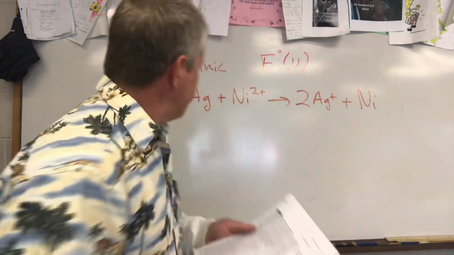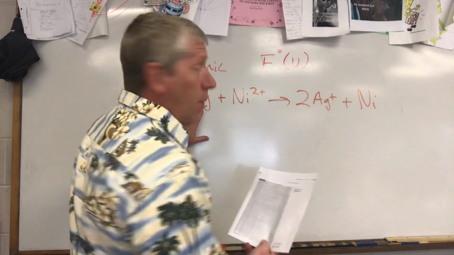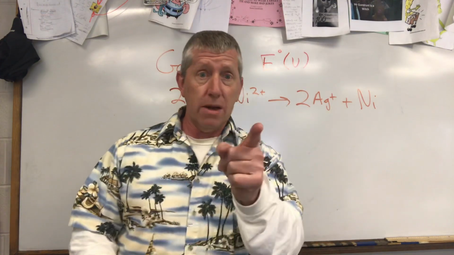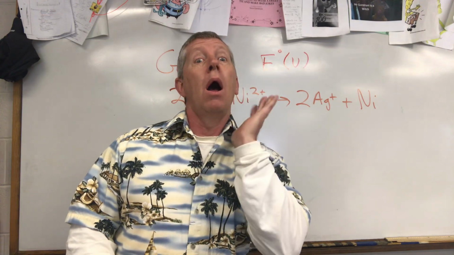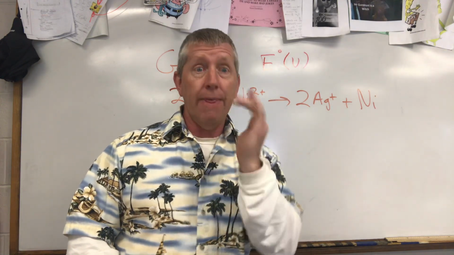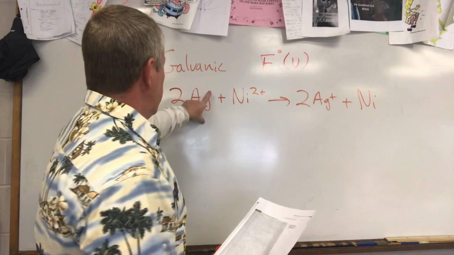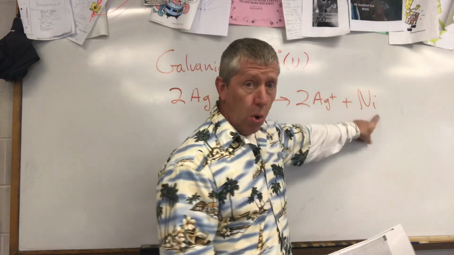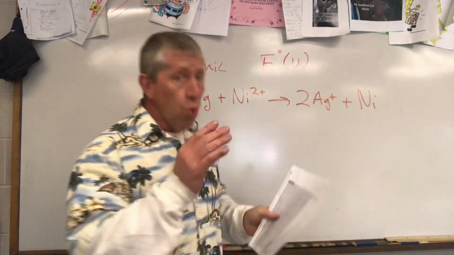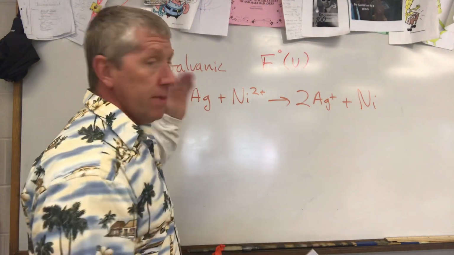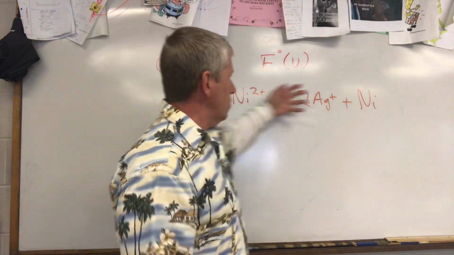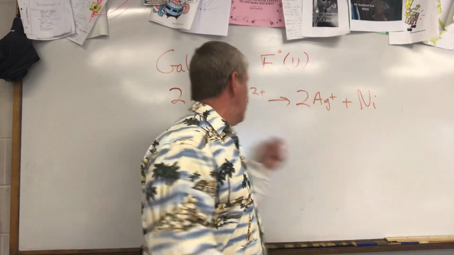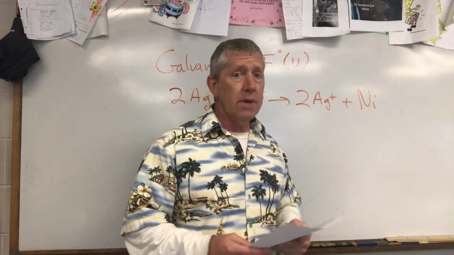So let's predict. This is showing silver going from 0 to a positive. What is that? Very good, Betty. That is oxidation. Okay, silver is being oxidized. Nickel goes from positive 2 to 0. That's a reduction. Would this reaction happen this way? Is this correctly written? Would nickel undergo reduction, and would silver undergo the oxidation?